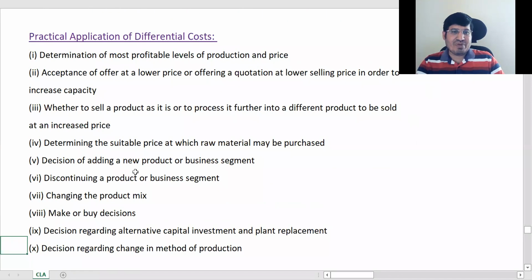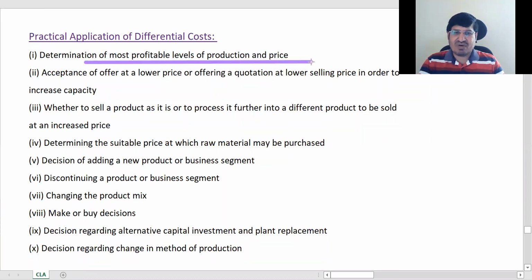A practical application of differential cost is almost the same as marginal costing, because whatever you are doing in differential costing, if you see it another way, you're doing the same thing in marginal costing. All these decisions can be taken by marginal costing also. Here you don't even have to see, it's all applications of marginal costing only.